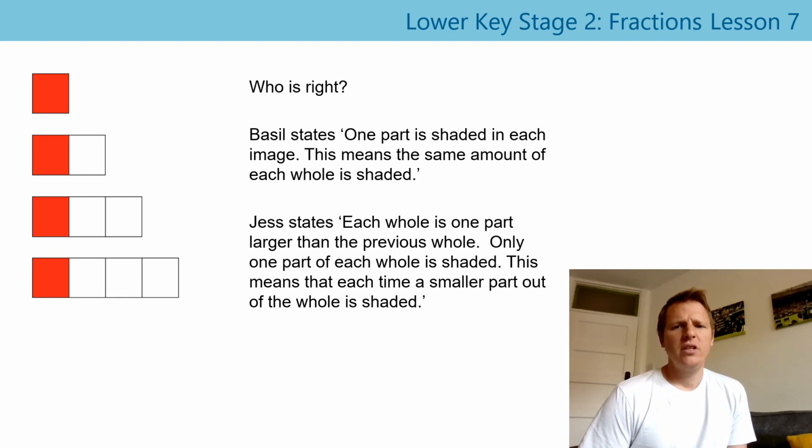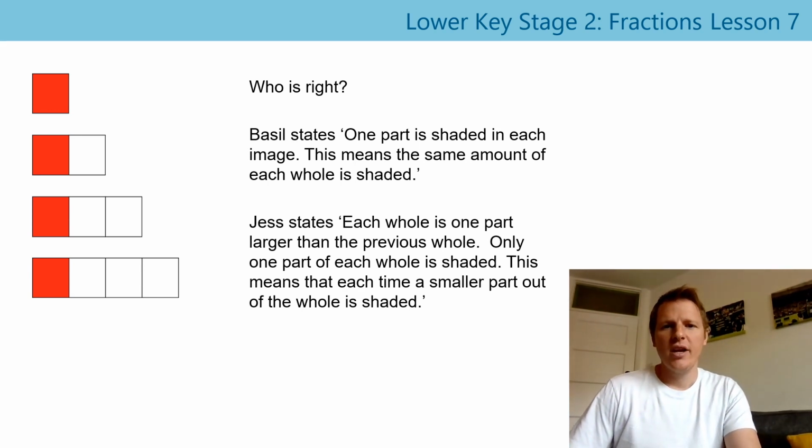So pause the video, have a think, maybe read both those statements again and see who you agree with and why you agree that they are right. Say it out loud or write it down, or if there's someone there, have a discussion with them. What do you think? Okay, so let's think about it. Let's start with Basil. Let me read his first sentence. Basil says 1 part is shaded in each image.